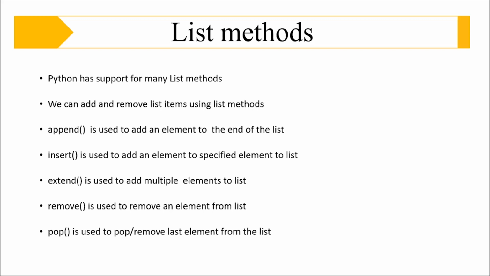And then using remove, we can remove one single element or actual element from the list. And pop is used to pop or remove the last element from the list. Or we can also specify index to the pop, using which the element at that specific index would get popped out. Now let's hop to the PyCharm and see how we can create the list, access the list items, and then perform these list methods.